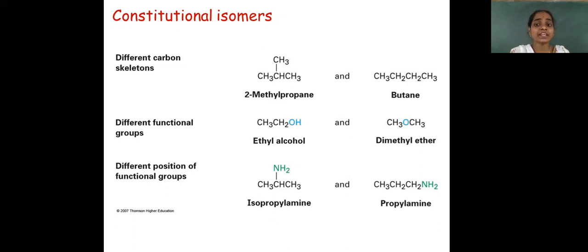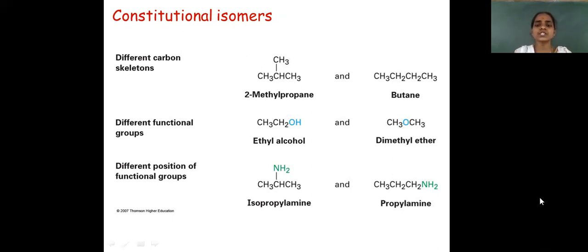But if you see the chain, the first has a 4-carbon chain in butane. So the butane chain is longer compared to the 2-methyl. In that way, the carbon chain is differing. Second, ethyl alcohol and diethyl ether. Ethyl alcohol has a change in the functional group: here an alcohol functional group and a diethyl ether functional group. And third is the position of a functional group.